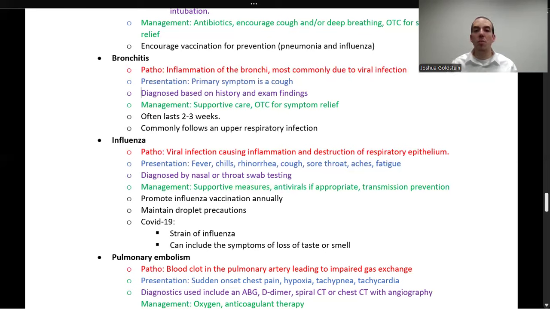And this is managed with supportive measures. We don't really give any prescription medications for it. There is a medication for this. It's called oseltamivir, if your course tests you on that. But oseltamivir is not given very often. It can only be given within 48 hours of symptoms.